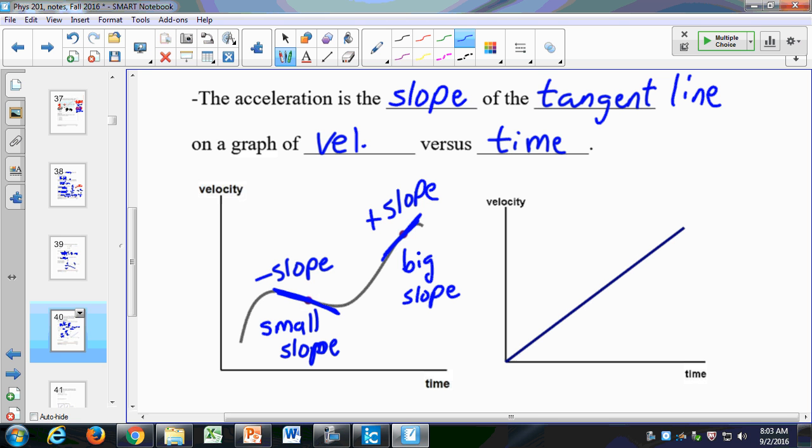And this other one, is the slope positive or negative? It's a positive slope. And is it changing or unchanging? Unchanging. So this is a positive constant acceleration.